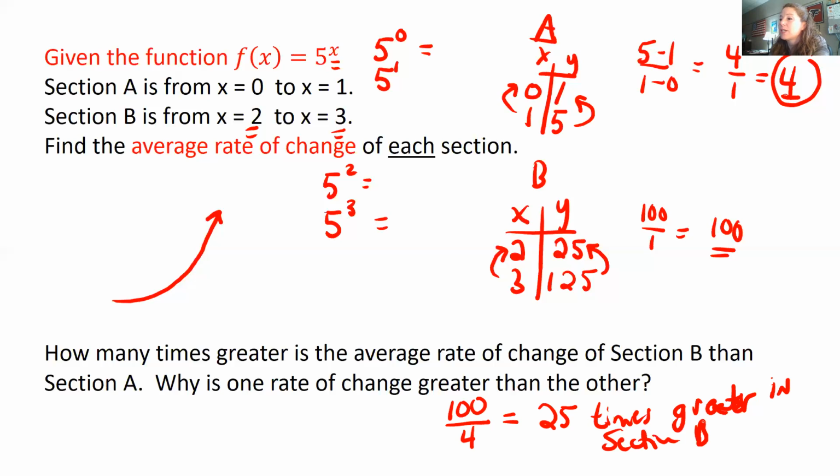All right, and the question is, why is one rate of change greater than the other? And the answer is because it's exponential. It is not linear. If it was linear, it would be the same, but it's not linear, it's exponential. All right, I think that's all I have right now.